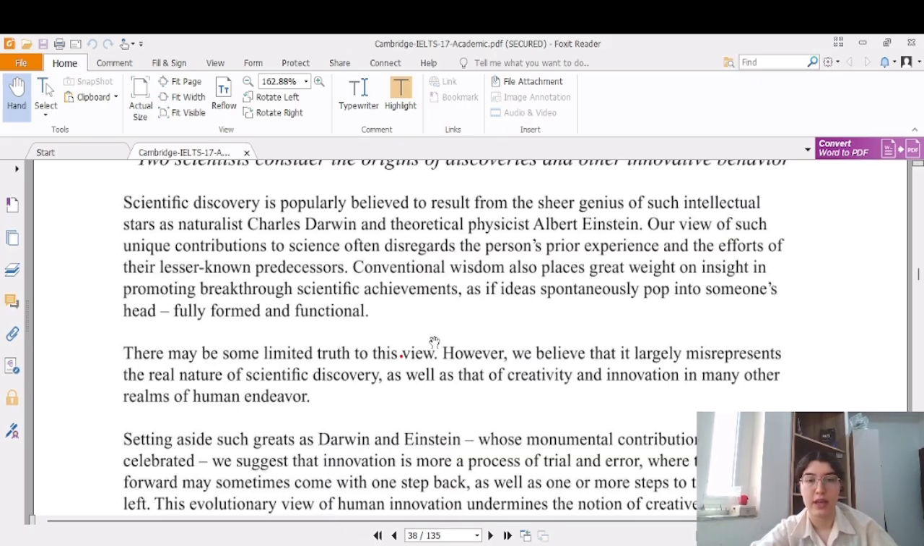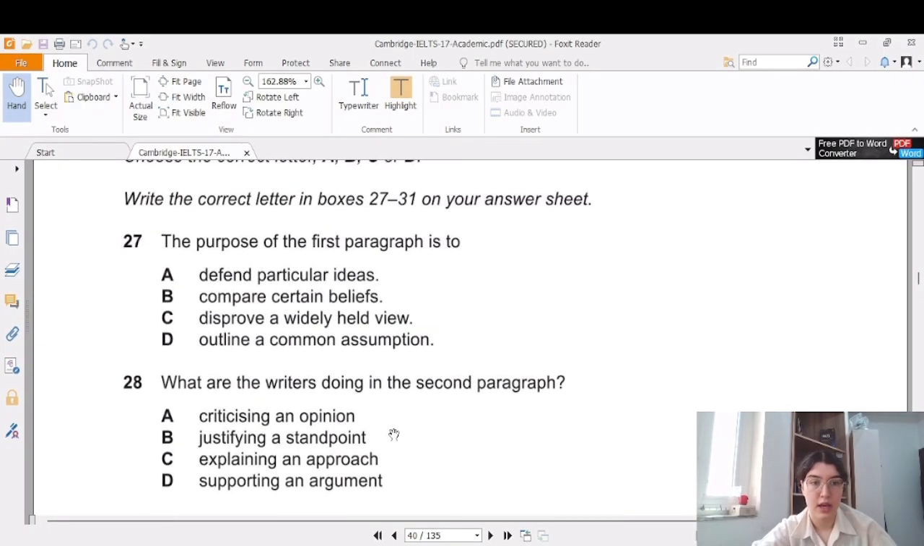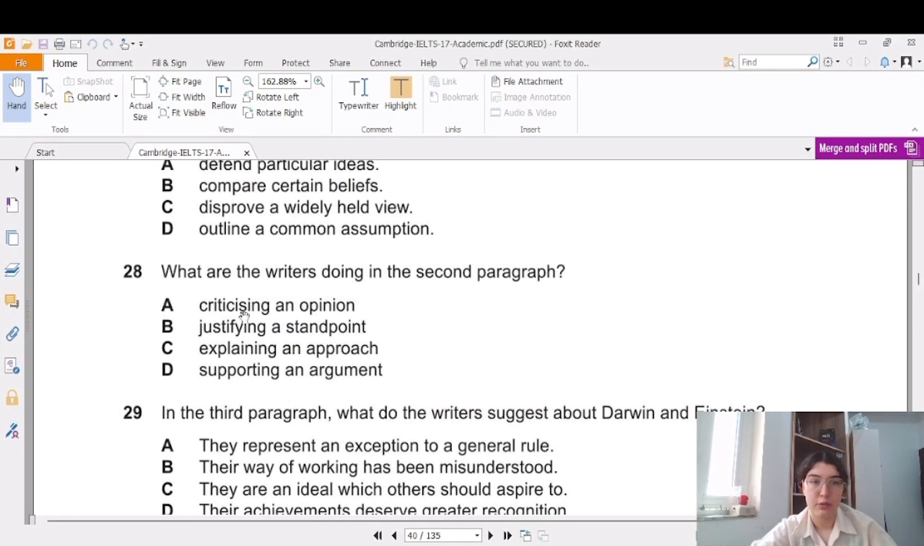It's talking about the first paragraph. It's saying that the belief that only geniuses come up with these scientific discoveries and the ideas pop into their minds without any effort, it actually misrepresents the real nature of scientific discovery. It means that it doesn't show the real scientific discovery, as well as that of creativity and innovation in many other realms of human endeavor. Okay, let's see. Criticizing an opinion, I think it would be A, because it's saying that this held belief is actually a misrepresentation of scientific discovery. So this writer is criticizing this belief or this opinion in the second paragraph. So it would be A. Compared to other options, this A is more suitable.